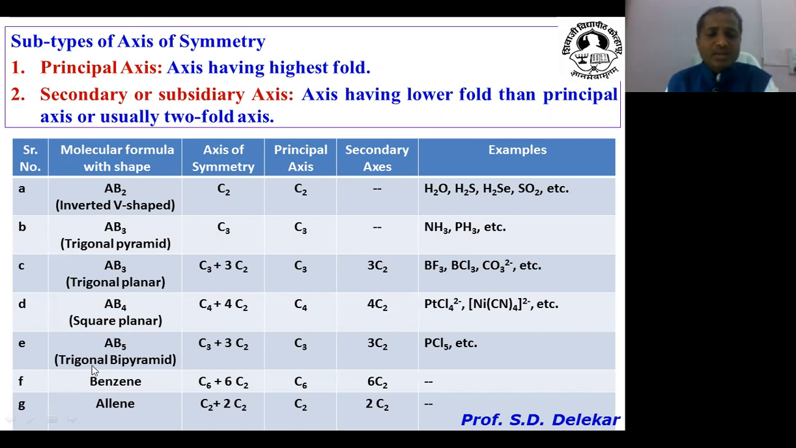Then for an AB5 molecule having TBP geometry, the overall axis of symmetry is C3 plus 3C2. C3 is the principal, and the 3C2s are secondary axes. Then for the benzene molecule, the overall axis of symmetry is C6 plus 6C2. C6 is the principal because it is the highest fold, and the others are secondary axes. And in the allene molecule, C2 plus 2C2, one C2 is the principal, and the remaining two C2s are the secondary axes. So with this I conclude the topic, the axis of symmetry.